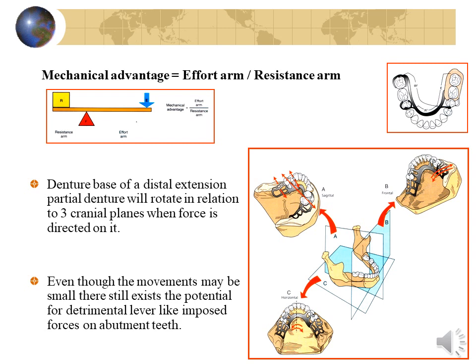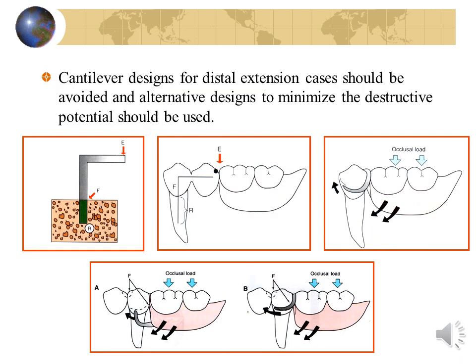Even though the actual movement of the denture bases may be small, a lever force may pose detrimental effects on abutment teeth. Cantilever design for distal extension cases should be avoided, and alternative designs to minimize the destructive potential should be used.